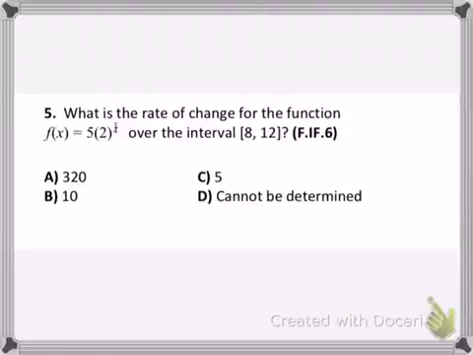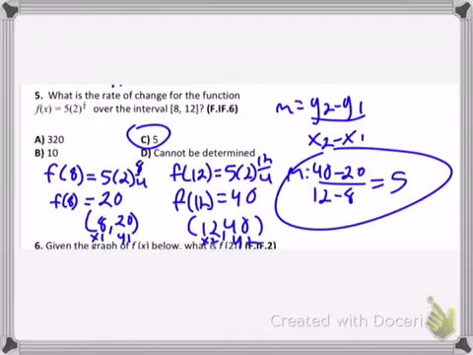What is the rate of change for the function f of x equals 5 times 2 raised to x over 4 over the interval 8 to 12? So right here we're going to plug in 8 for x. 4 divided by 8 is 2. So 5 times 2 raised to the second power is 20. So our ordered pair for that would be 8, 20. And that'd be x1, y1.